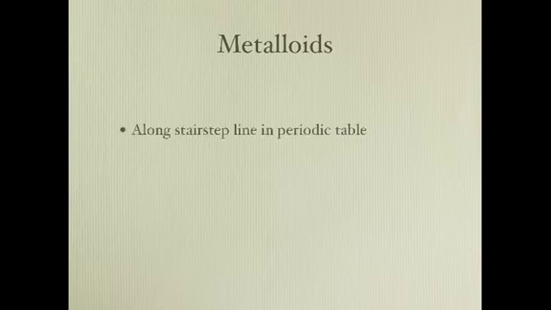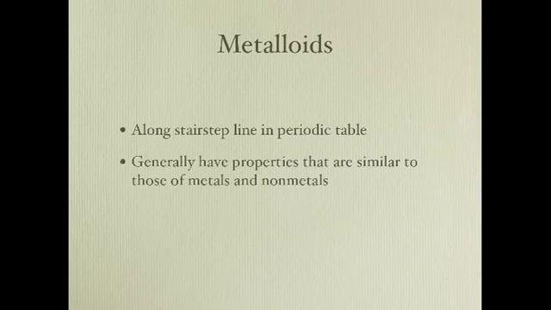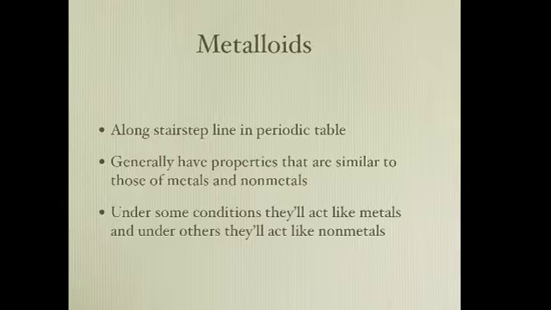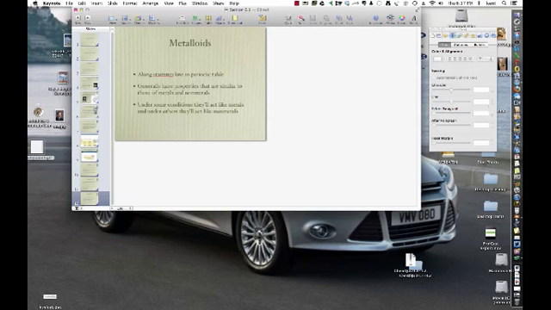And then the metalloids are kind of the ones in between. They're along that stair-step line in the periodic table that we saw. They have some properties that are like metals and some that are like nonmetals. At times they'll act like metals, and at times they'll act like nonmetals. A lot of times it'll depend on the temperature. And that's a very good property that we use. That's why we use things like silicon and germanium in semiconductors in computers and stuff, because they will change whether they conduct or don't conduct. So that's a good property for them.